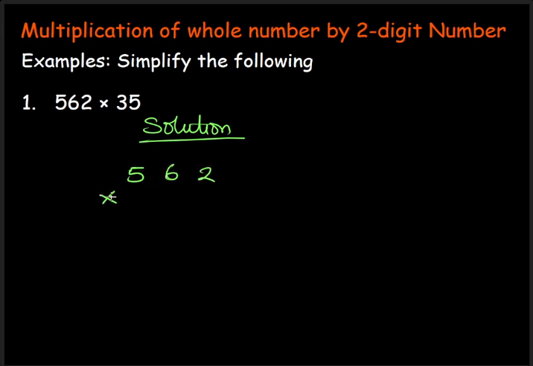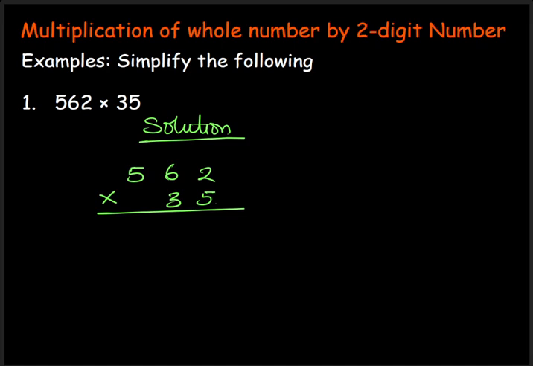562 times 35. Let's see. So we start with, please, you have to pay close attention. We start with using 5 to multiply.